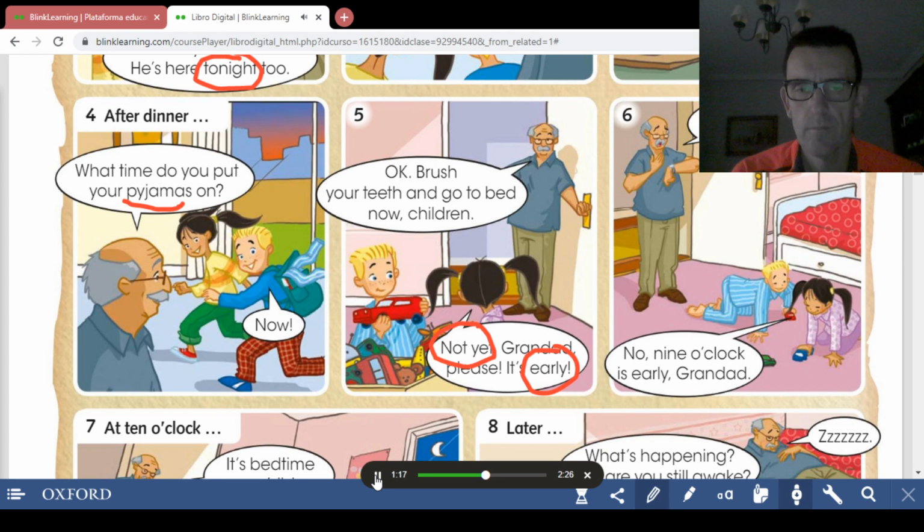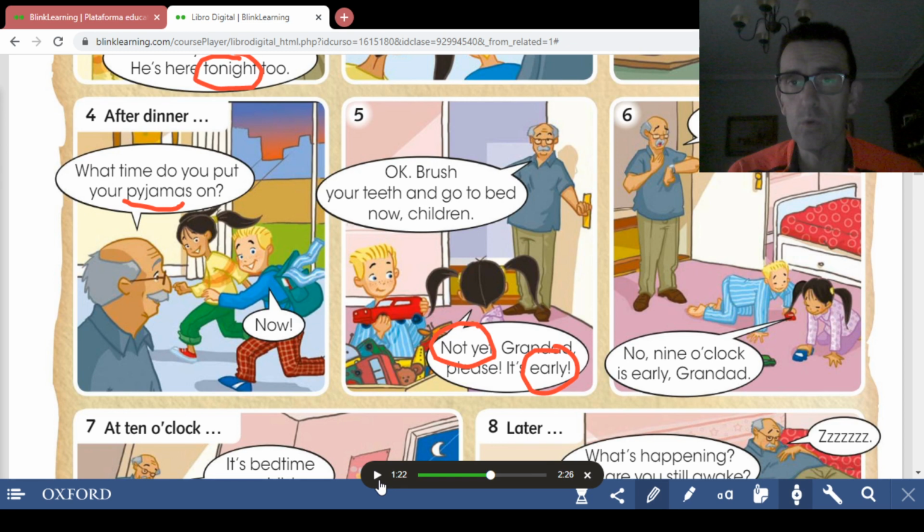Repeat. What time do you go to bed? 9 o'clock? What time do you go to bed? 9 o'clock. 2 questions, okay? So the intonation of the questions. No. 9 o'clock is early, Grandad. At 10 o'clock.